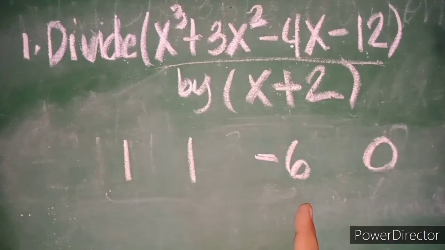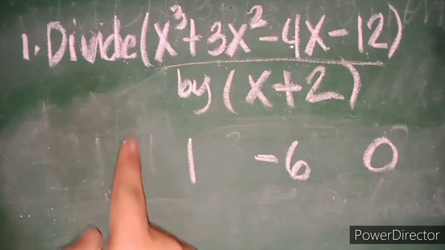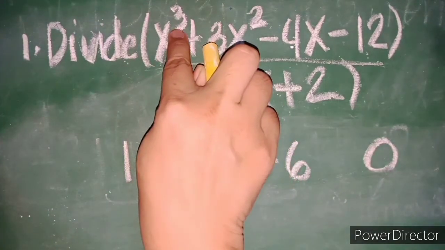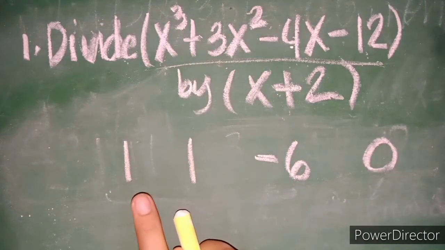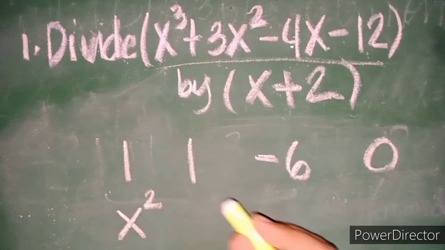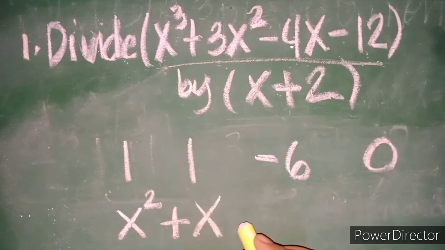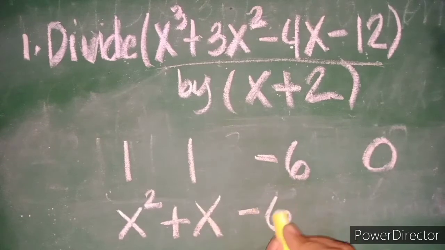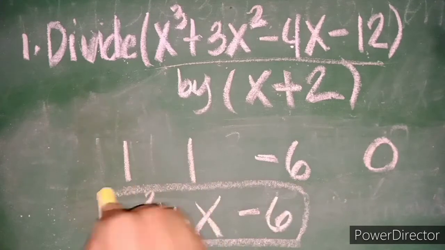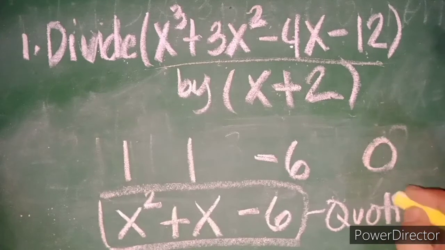Okay, and then next, i-rewrite natin yung mga coefficient natin into polynomial. Okay, so the degree of the quotient is 1 less than the degree of the dividend. So, kung ang degree ng dividend natin ay 3, pagdating sa quotient, ang degree ay 2. Or the highest exponent is 2. Therefore, we have x squared plus x minus 6. Okay, so yun na yung quotient natin ngayon. Our quotient is x squared plus x minus 6.